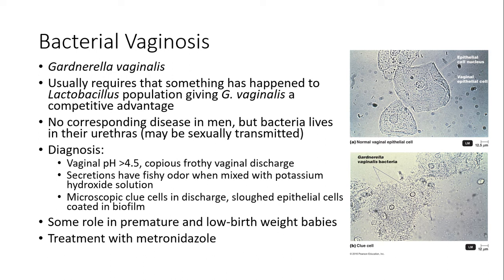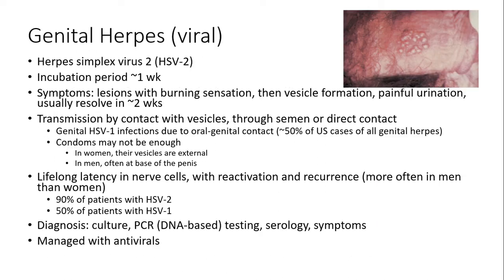in the clinic. And then you can also look at these microscopically and see the cells in the discharge along with sloughed epithelial cells that are coated in biofilm, meaning that there's cells all up around the edges of this. So those are called clue cells. This has some role in premature as well as low birth weight babies if mom is infected during pregnancy. And it can be treated with metronidazole. You're going to see that drug a lot as we go through this.